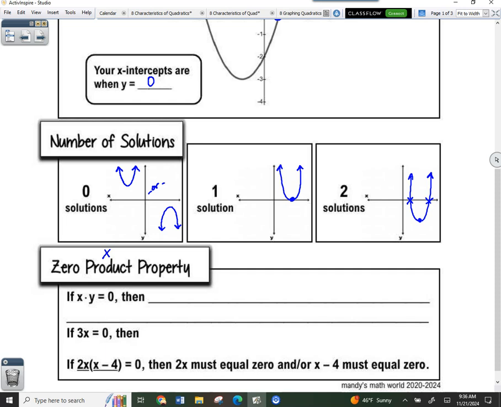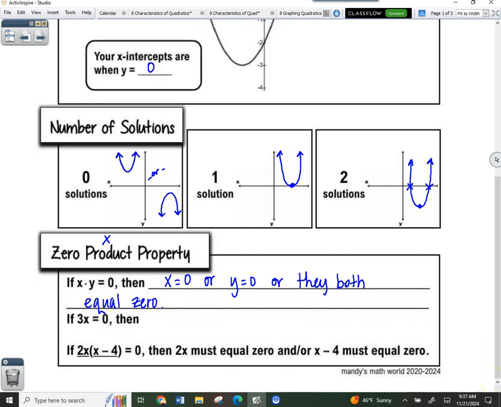Okay? So then x equals 0, or y equals 0, or they both equal 0. Right? It could be both. We don't know. Now, what if it was specifically 3x equals 0? Then what would x have to be? Then x would have to be 0. That's the only way for 3x to equal 0.